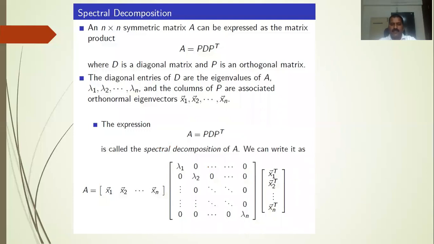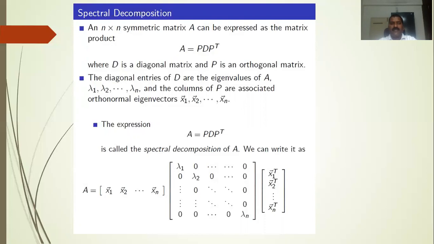What do you mean by spectral decomposition? An n by n symmetric matrix can be decomposed as P D P transpose, where P is an orthogonal matrix. That is the advantage we get if A is a symmetric matrix. And D is a diagonal matrix. That tells you basically how much the axes get scaled up. And the diagonal elements are the eigenvalues. We have seen this in the last class in the diagonalization.